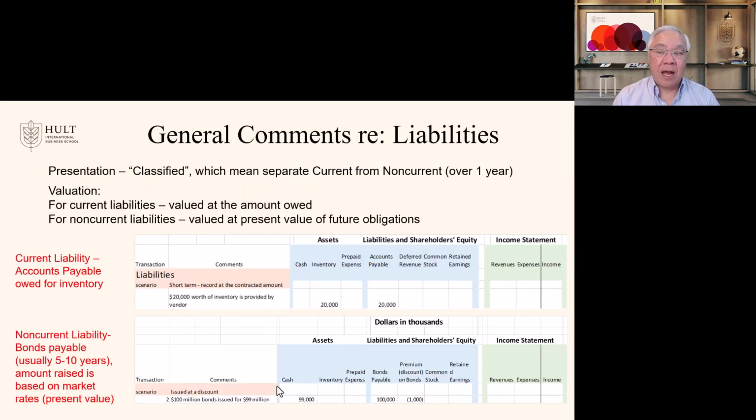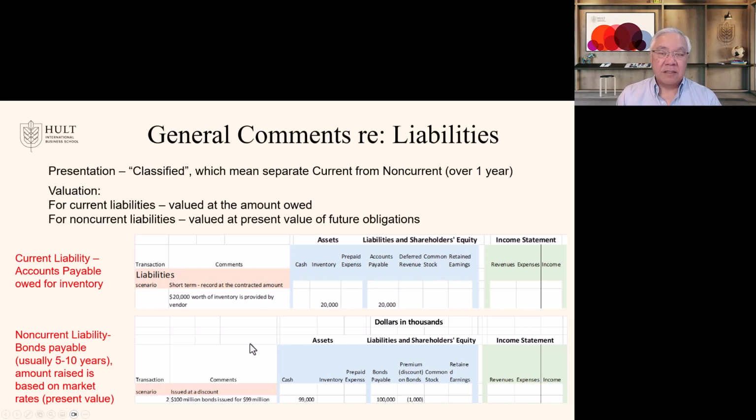Some general comments about liabilities. They're classified. We already covered that a couple times. The current is for what portion we will pay in 1 year, and the long term is what portion we're going to pay in future years. In this example, we have accounts payable for inventory of $20,000. What happens? Inventory goes up, so that's a plus. Liability goes up, so that's a plus. We owe $20,000 because we got $20,000 worth of inventory.